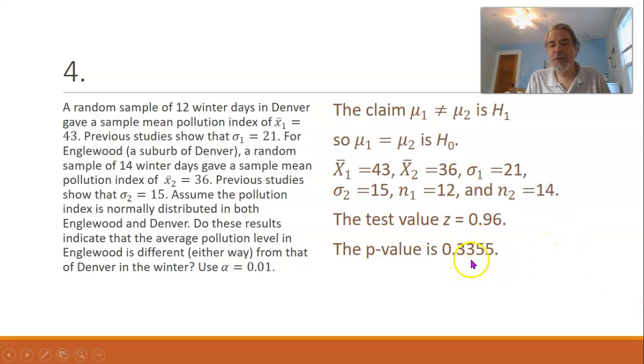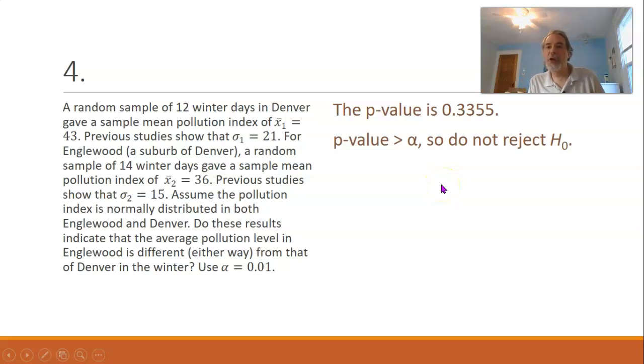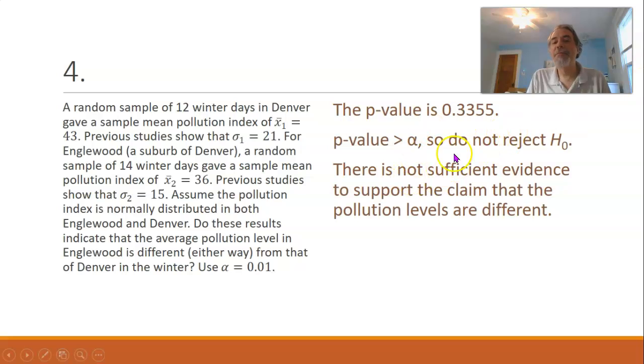So we got a p-value of 0.3355, and we are comparing that to our level of significance, 0.01. Now that p-value is way bigger than 0.01. So when the p-value is greater than alpha, that's when you say, when you get to step 4, do not reject the null hypothesis. So not means not. Not reject means there's not enough evidence.